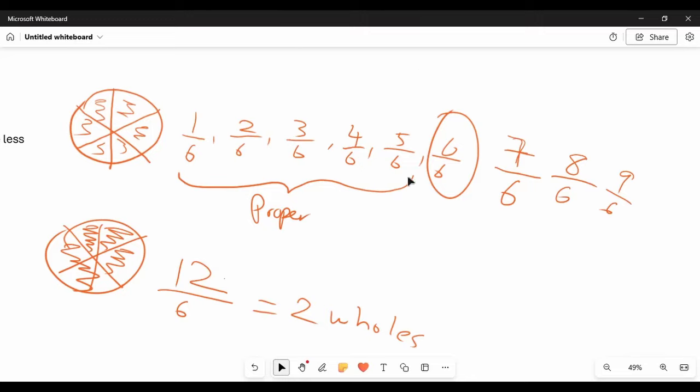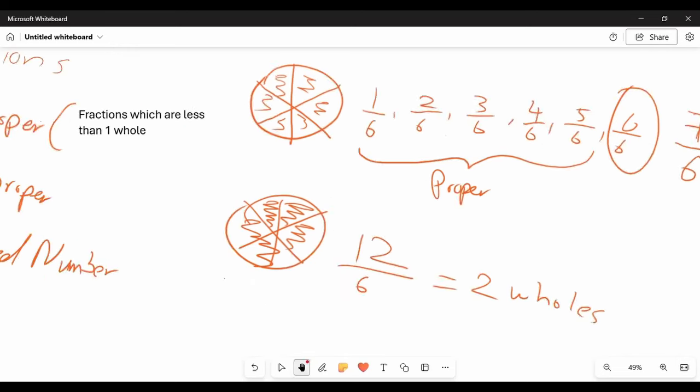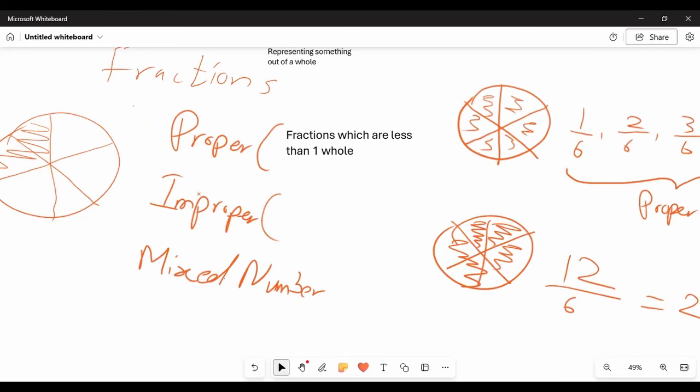So the next part we have to look into is improper fractions. Now we are done with proper fractions. Simply, proper fractions means fractions which are less than 1 whole. Then what would be the definition of improper fractions? It's going to be the other way around. Fractions which are less than 1 whole is proper. Then improper fraction is going to be fractions which are greater than 1 whole.